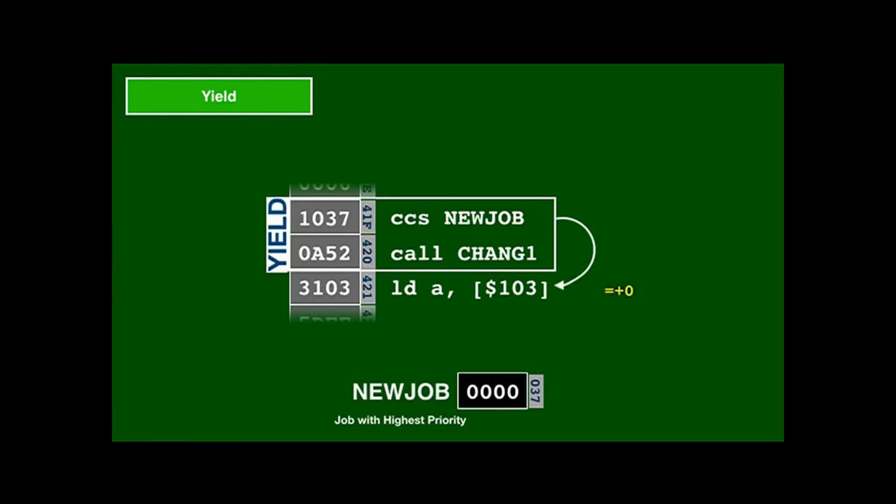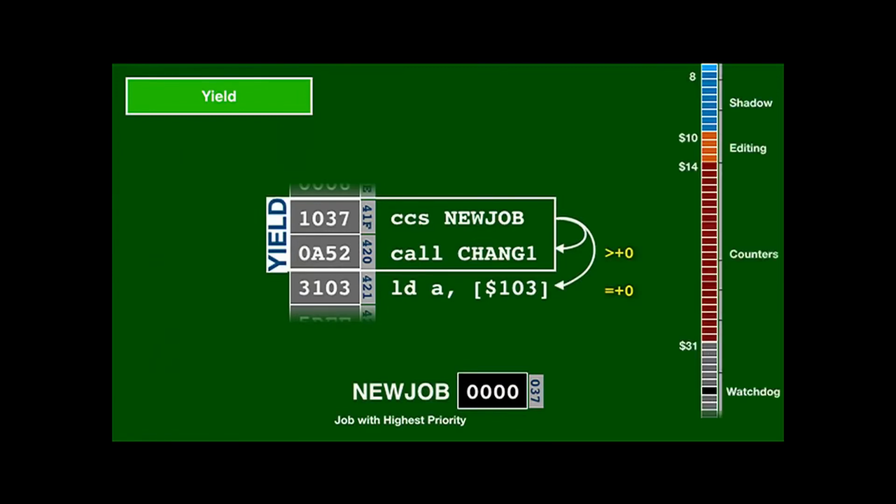If job 0 is the highest priority job, there's nothing to do. If there is a higher priority job, it calls the change job subroutine, which switches to that job. New job isn't just a variable in memory, but also the watchdog word. If it isn't accessed regularly, that is cooperative multitasking stuck, the hardware will automatically reset itself.